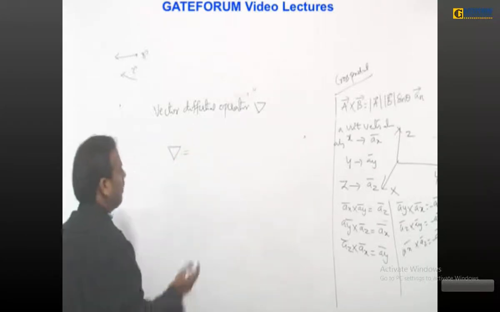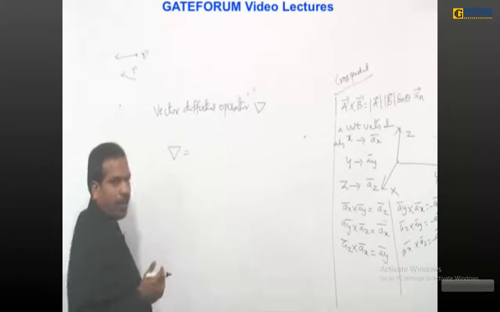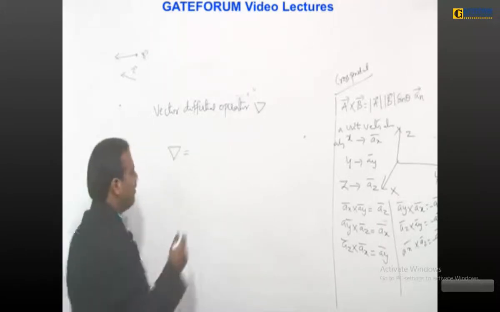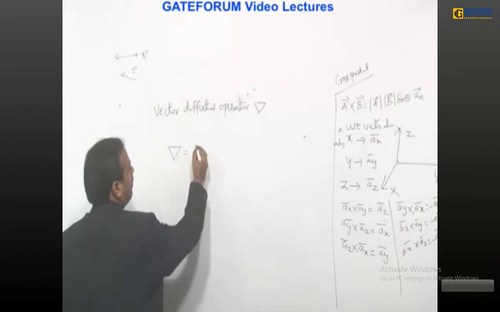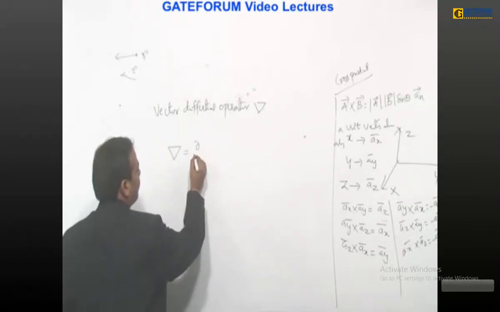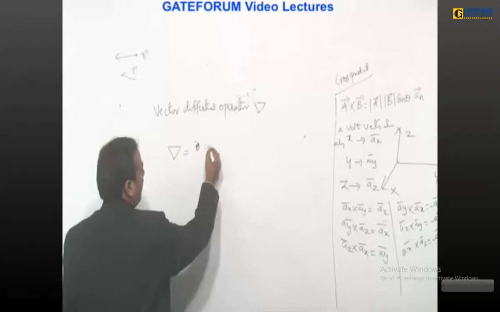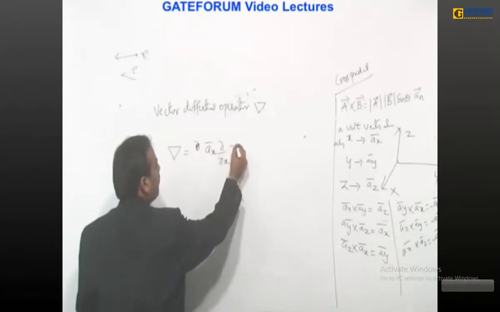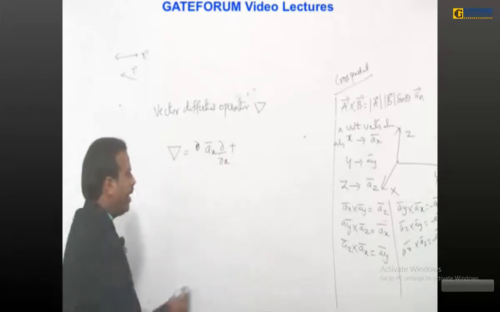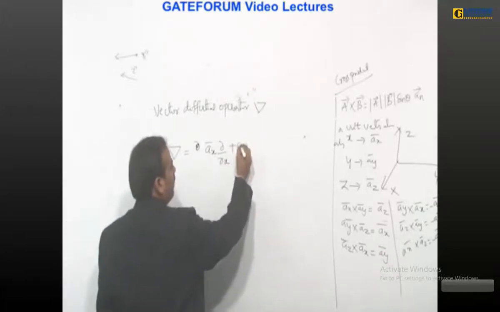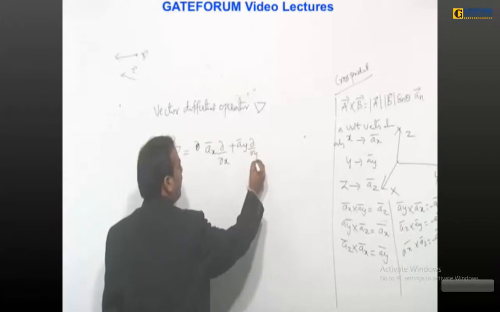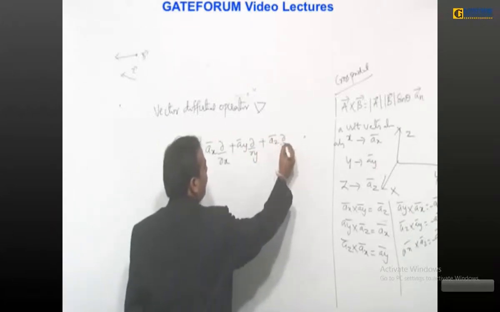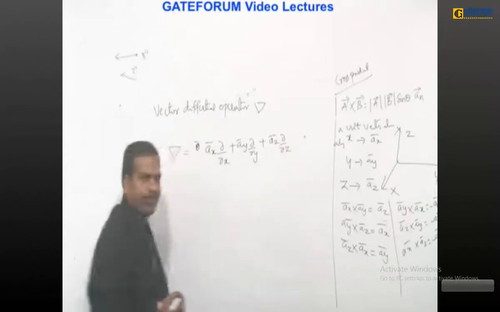Now del, which is called the vector differential operator, I am writing for rectangular coordinates. We define it like this: ax bar into dou by dou x plus ay bar into dou by dou y plus az bar into dou by dou z.